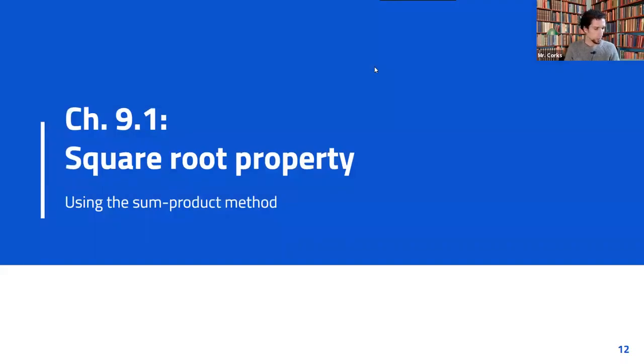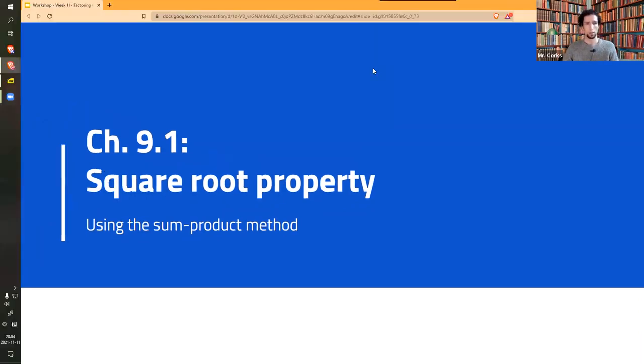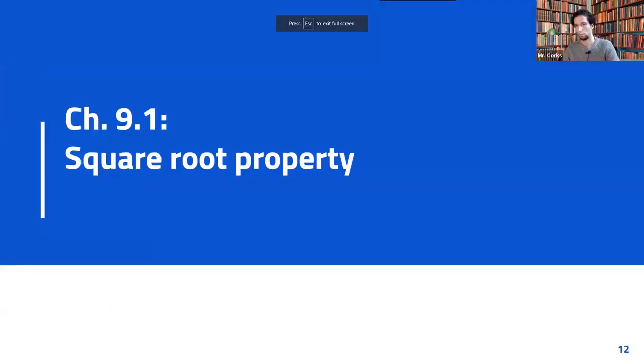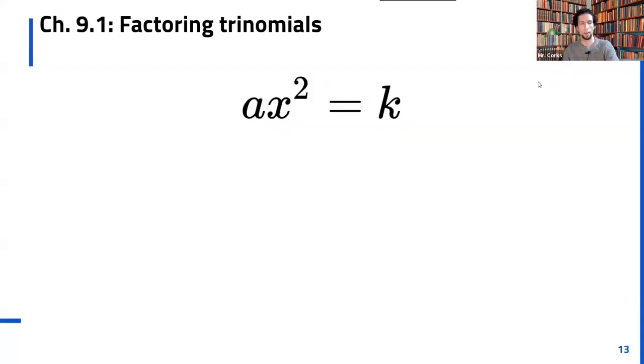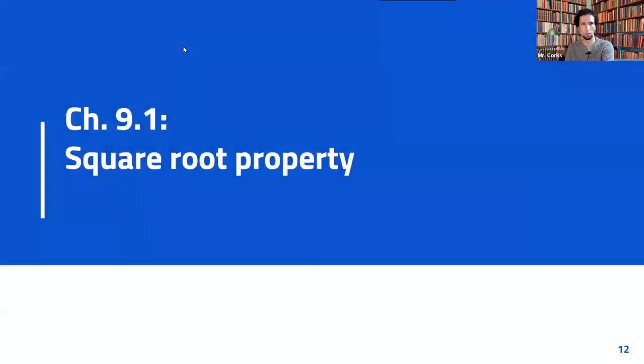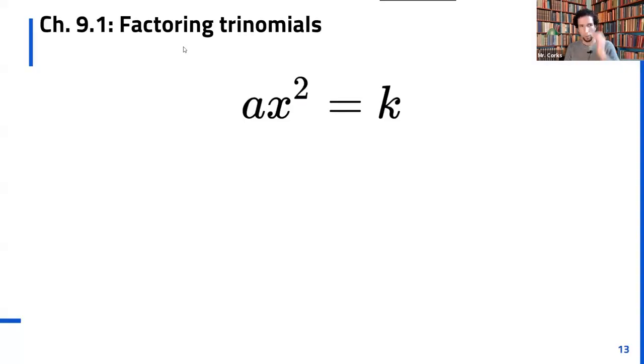First of those is this square root property. Sorry, that should not say sum product method.